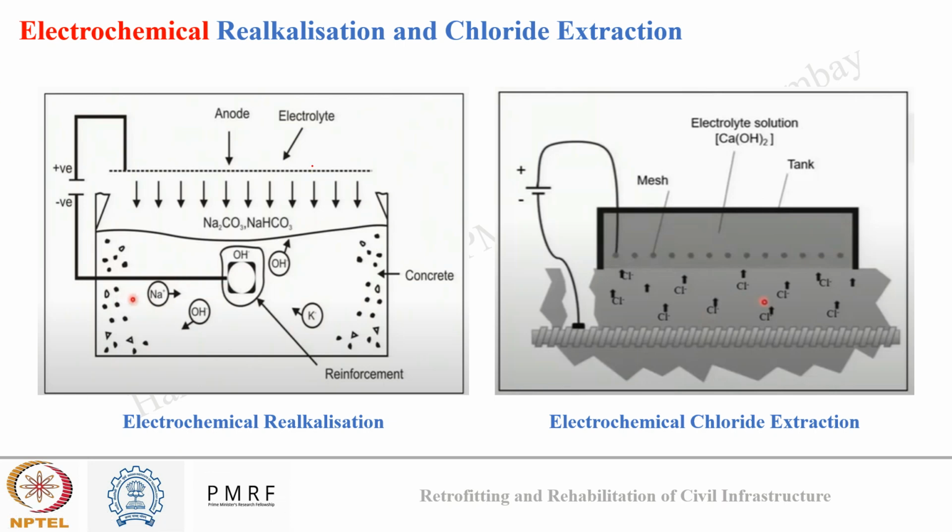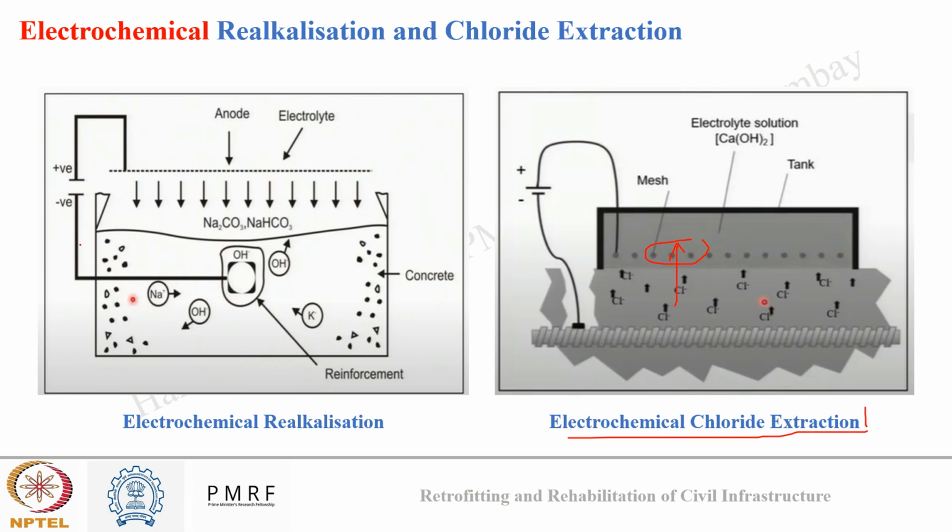Since chloride ions are negatively charged, if we place an electrode at the top of the concrete and make it a positive terminal, and make the rebar a negative terminal and supply current between them, what will happen? The chlorides will be forced to move out of the concrete, and I can collect them at the surface of the concrete and remove them. This method is known as the electrochemical chloride extraction method.